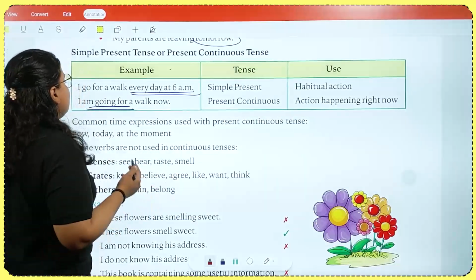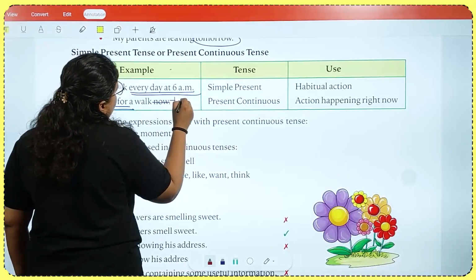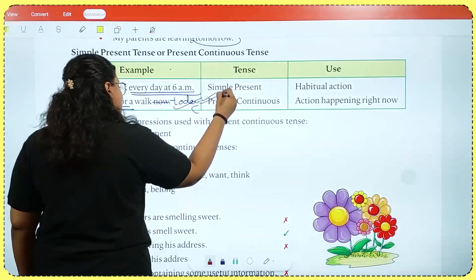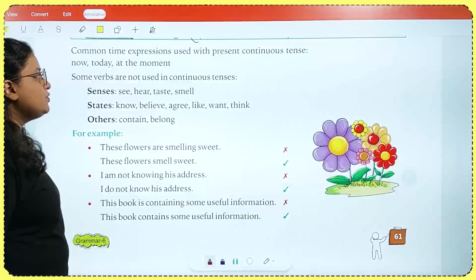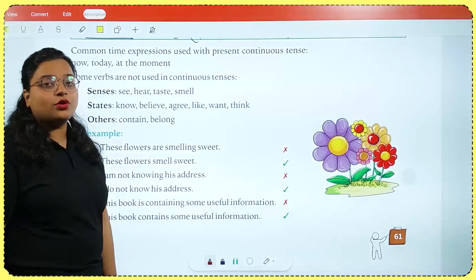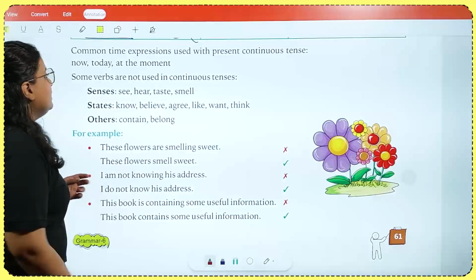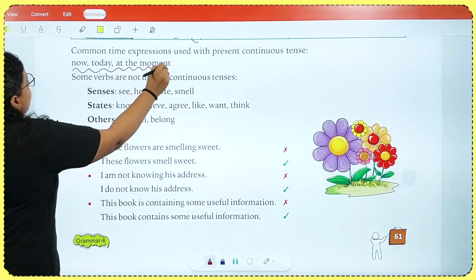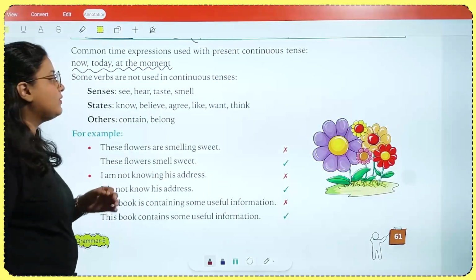Or if you would have said, I am going for a walk today. If this was also the sentence, it would have remained present continuous only. Common time expressions used with present continuous tense: like in simple present, we saw what? We saw the words like generally, usually, actually. So here, what are the words? Now, today, at the moment. Okay, it is showing the current tense that it is happening right now.